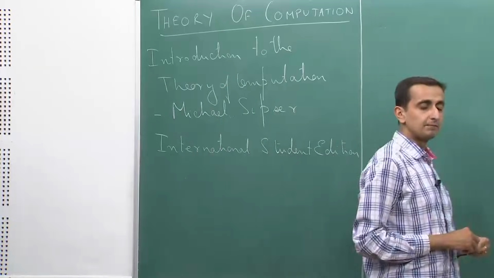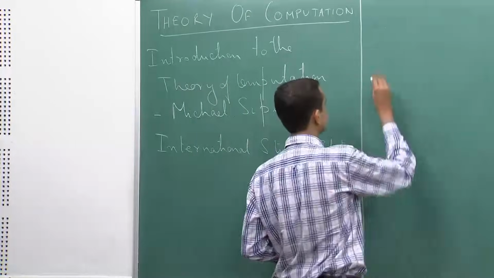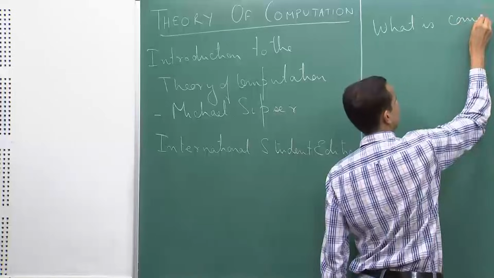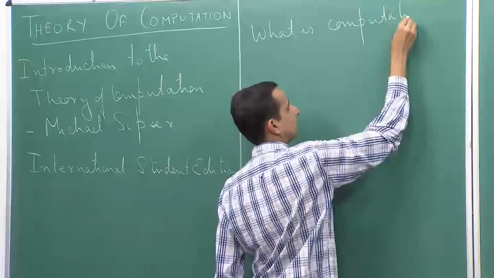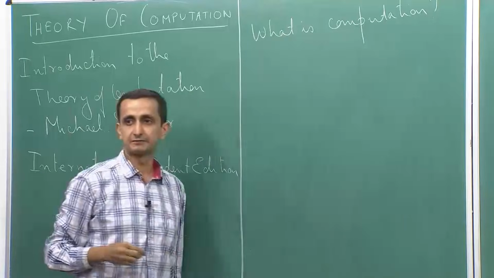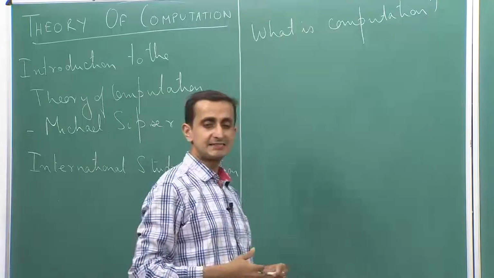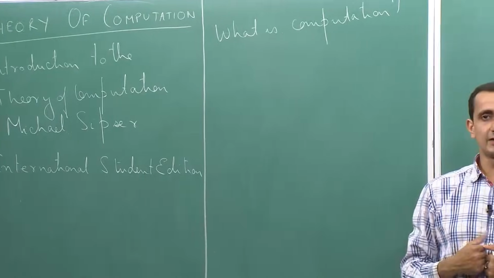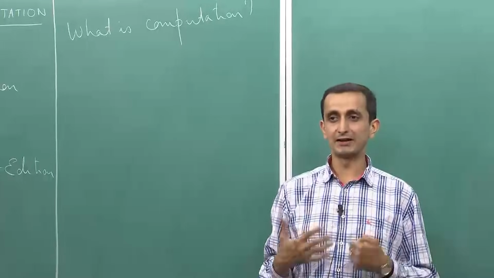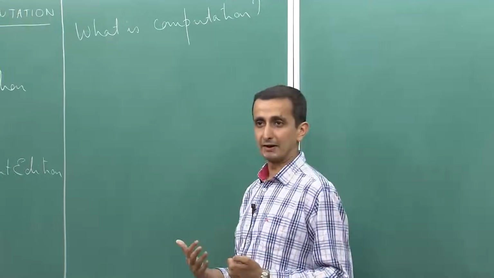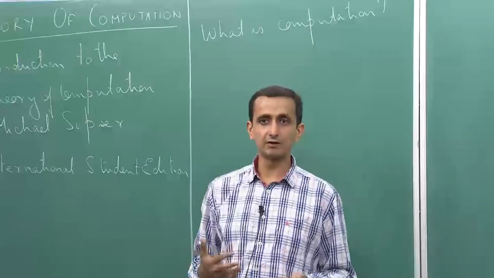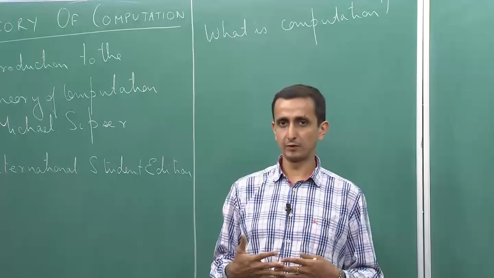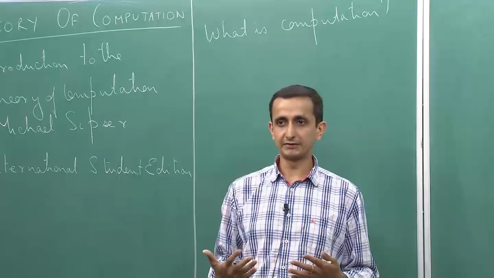So, first let us understand what do we mean by computation. Computation is the step by step solution to a problem. Suppose we are given two numbers and we want to multiply the two numbers. How do we go about multiplying them? So, there are known methods, there are known algorithms that we use to multiply two numbers in order to get their product. This is an example of computation.